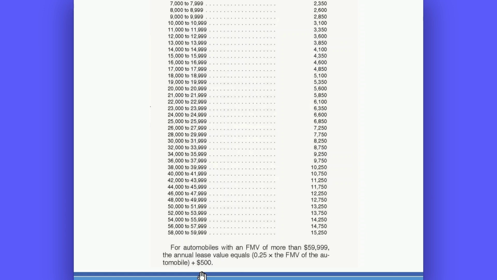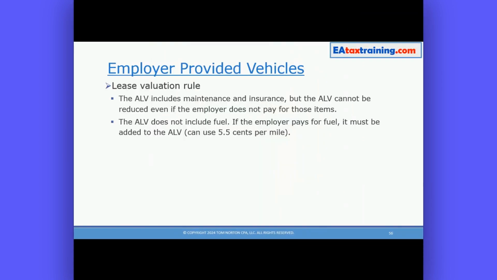So your annual lease value would be $20,500, and that's what you would multiply by the personal use percentage in order to get the amount that is included on the employee's W-2. For the lease valuation rule, the annual lease value includes maintenance and insurance, but the annual lease value cannot be reduced even if the employer does not pay for those items. So if the employer doesn't pay for maintenance and insurance, the employee is still going to have just as much included in their W-2.